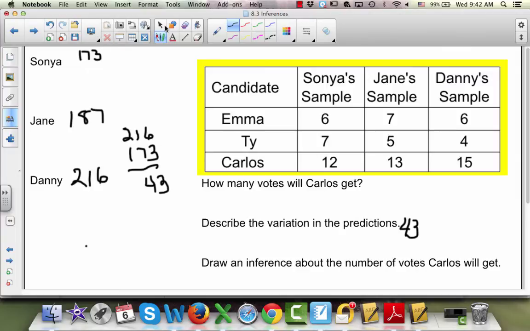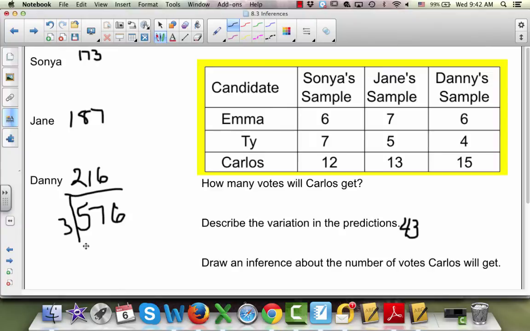Draw an inference about the number of votes that Carlos will get. Well, what we can do with that is we get the mean. We take all three of them and add them up, and we get 576. We divide by 3 and we get 192. So we can infer that Carlos will get around 190 or 192 votes. Okay? So that's how you use data to make a prediction or an inference.